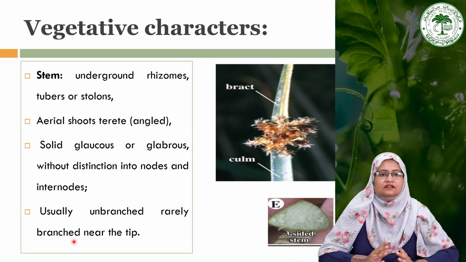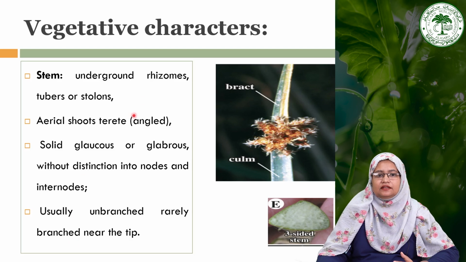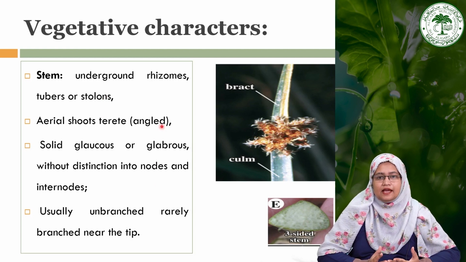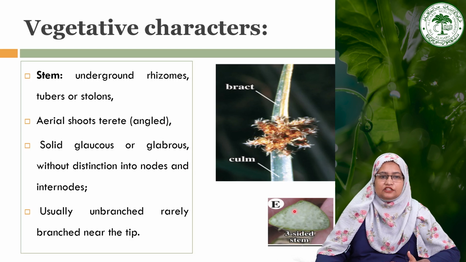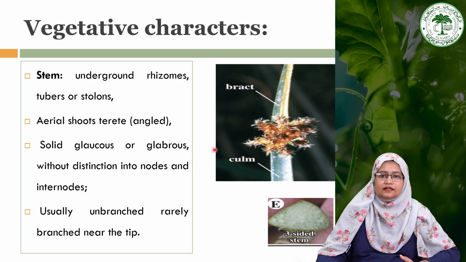Now moving towards the next character, the stem. The stem is either an underground rhizome, tubers or stolons, and the aerial shoot is terete, that is angled. As we can see, there is a three-sided stem. The aerial shoot is angled, as you can see in this image, and solid, glaucous or glabrous, without distinction of nodes and internodes.